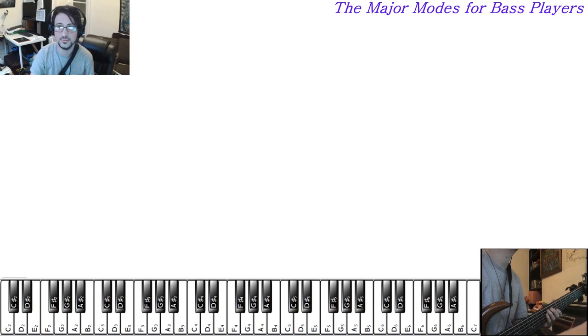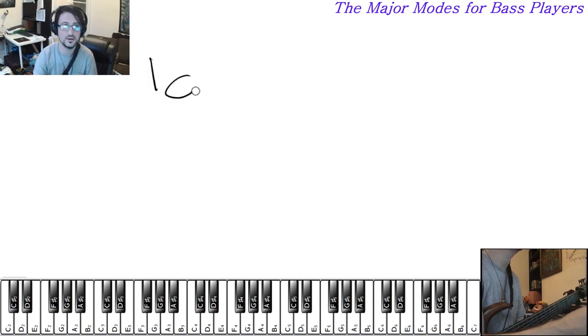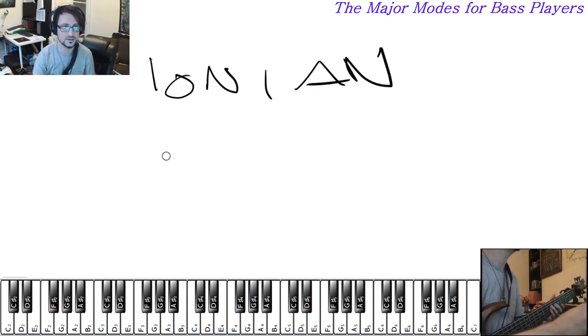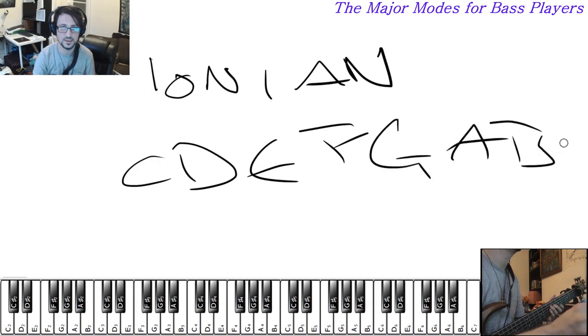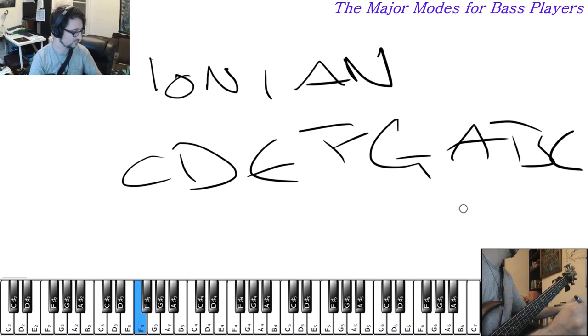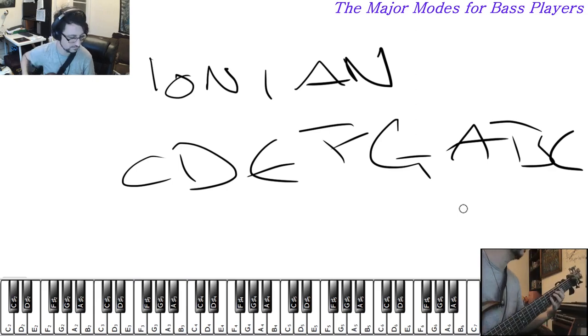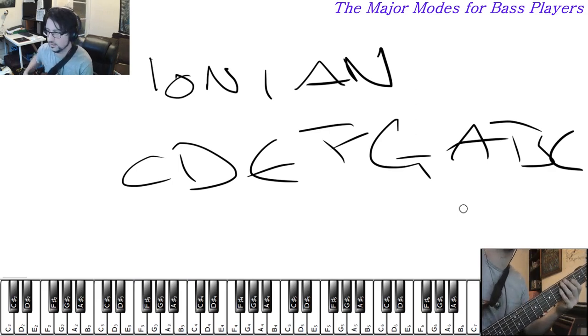Okay, so here we are, and we're doing the major modes for bass players, as you can see there. And the first mode we're going to look at is the first mode of the major modes, which is Ionian. Now if we're in C major, that would be obviously C, D, E, F, G, A, B, C. And on the bass, looking at my bass here just quickly for reference, that's a high C, that's probably a B, and that's a low B.